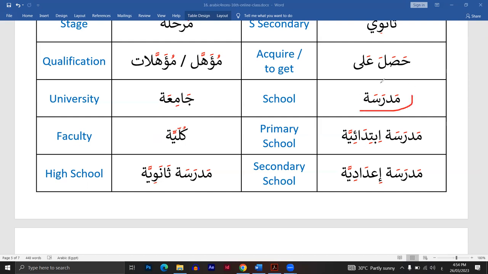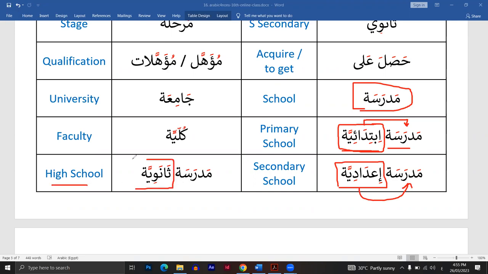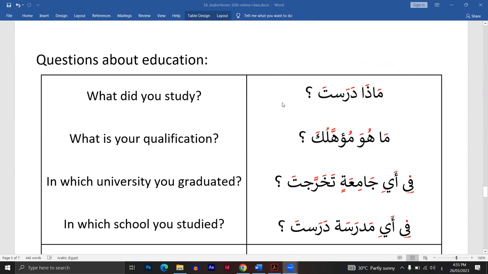Then we can use madrasa in combination with the basic education stages, madrasatun ibtidaiyah, primary school. We said ibtidai means primary. So this one is an adjective. I'm trying to do an application on the lesson of today and last week. Madrasatun ibtidaiyah. Primary school. So ibtidaiya is an adjective for madrasa. Madrasatun i'dadiyya, secondary school. Again, i'dadiyya is an adjective for madrasa. High school, madrasatun thanawiyya. Thanawiyya is an adjective for madrasa. Okay, let me just finish and then I will give you opportunity to ask questions.